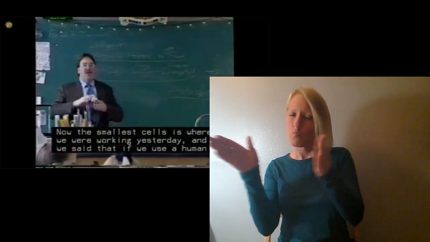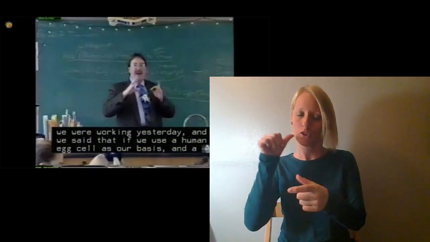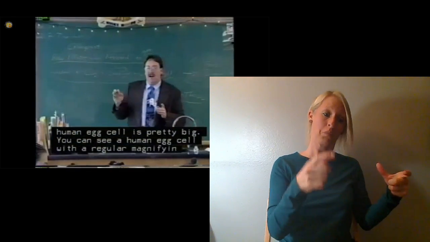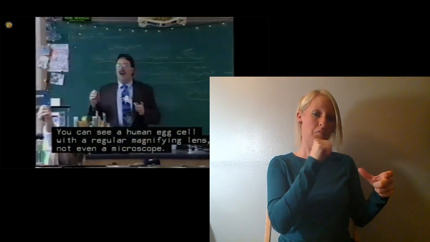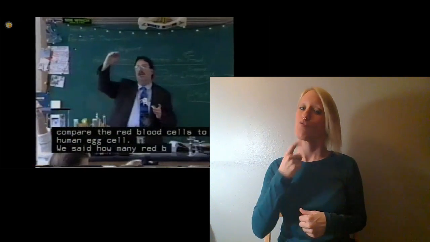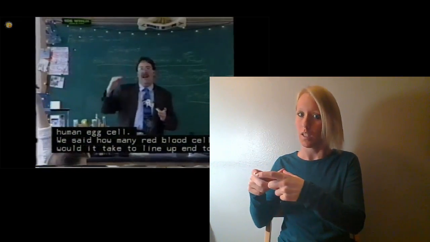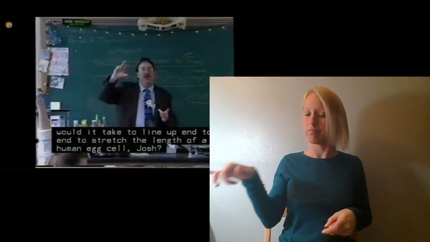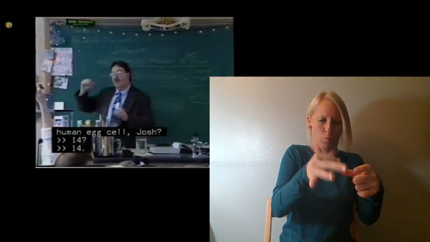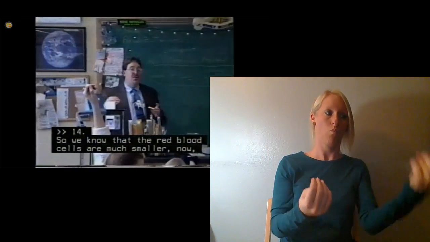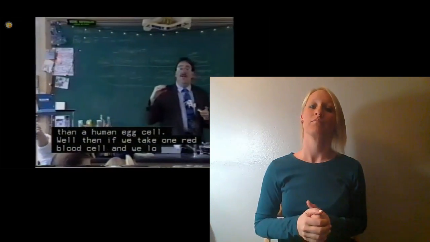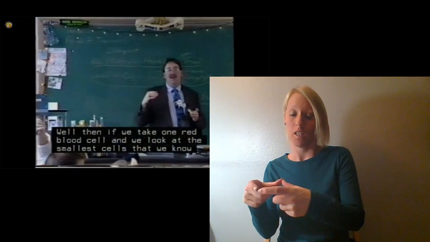Now, the smallest cells is where we were working yesterday. We said that if we use a human egg cell as our basis, and a human egg cell is pretty big, you can see a human egg cell with a regular magnifying lens, not even a microscope. Then we said, let's compare the red blood cells to a human egg cell. How many red blood cells would it take to line up end to end to stretch the length of a human egg cell? Josh? 14. So we know that the red blood cells are much smaller than a human egg cell.